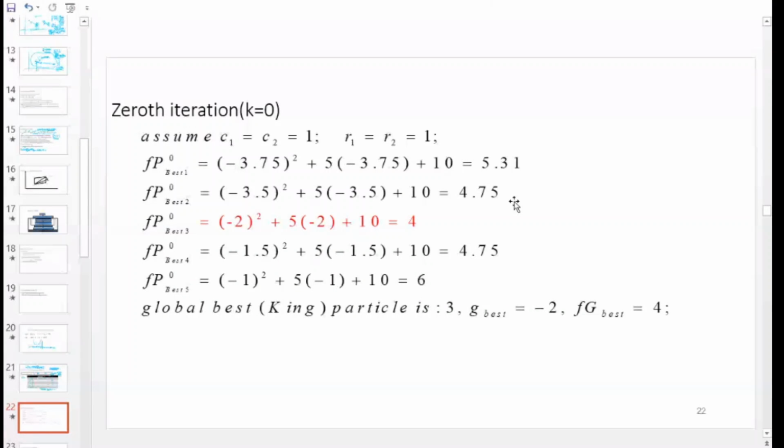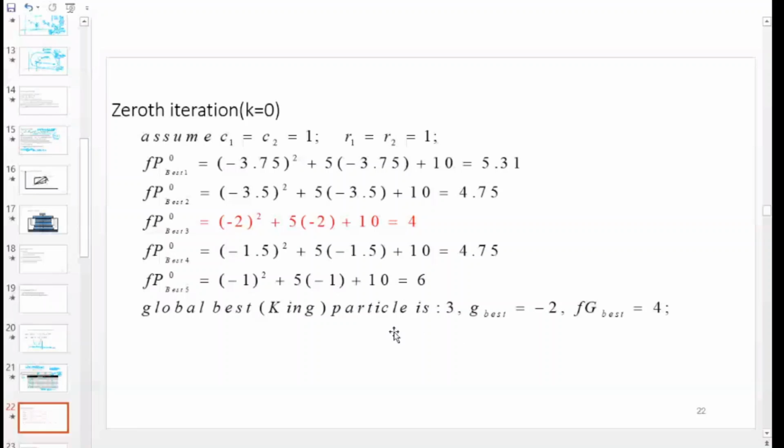Now, simple. Here there are 5 particles, so there are 5 functional values. Now find out which function value is minimum. This or this one. So the minimum function value is 4. So at the end of the 0th iteration, which one is the king particle? Think, which gives the minimum value of the objective function? So this gives the minimum value of the objective function. So this is the king particle at the end of the 0th iteration. Which particle? First, second, or third? The third particle is the king particle.